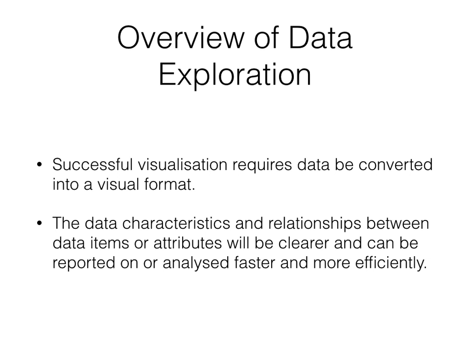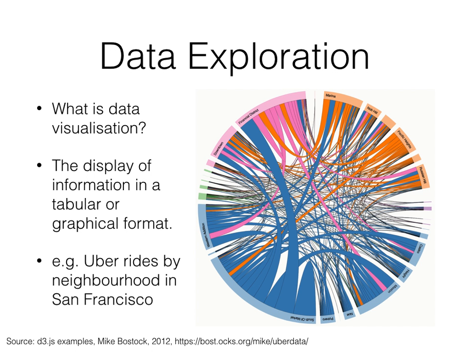So successful visualization requires the data to be converted into some kind of visual format. The data characteristics and the relationships between the data items or the data attributes are going to be much clearer and easier to see. They'll be analysed faster, more efficiently, and reported on than they were in the original table of data. You can see that in this example from Uber. It's really clear where the majority of the trips are, between South of Market and the financial district, and you can see where people are making their trips.